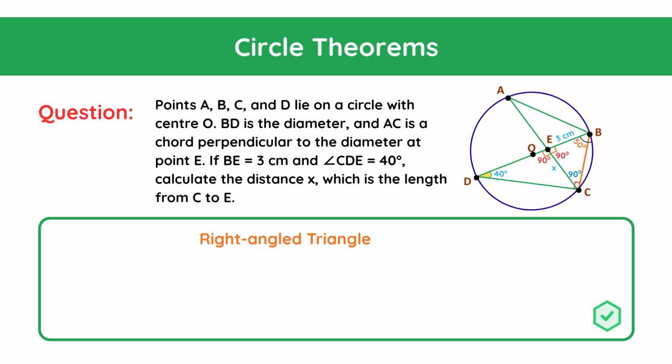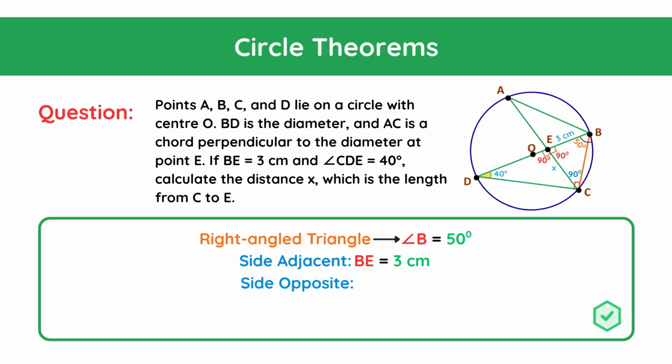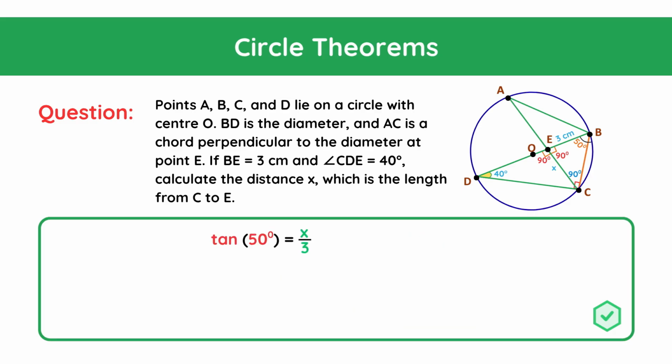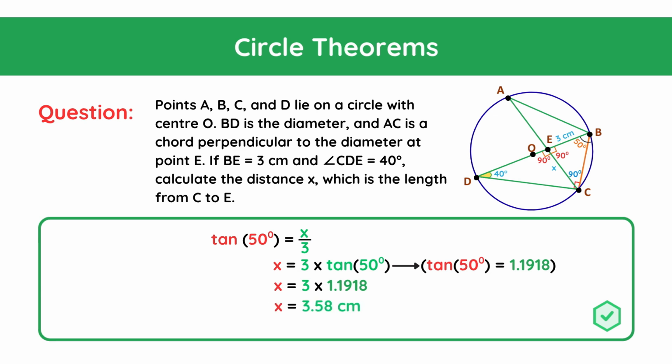In this right angle triangle, the angle is 50 degrees. The side adjacent to that angle is BE, which is 3, and the side opposite that angle is CE, which is x. So we use tan. Tan of 50 equals opposite over adjacent, which is x divided by 3. Rearrange to get x equals 3 times tan of 50. Tan of 50 is approximately 1.1918. So x equals 3 times 1.1918, which is 3.58 centimeters to 2 decimal places. So the length CE is 3.58 centimeters.